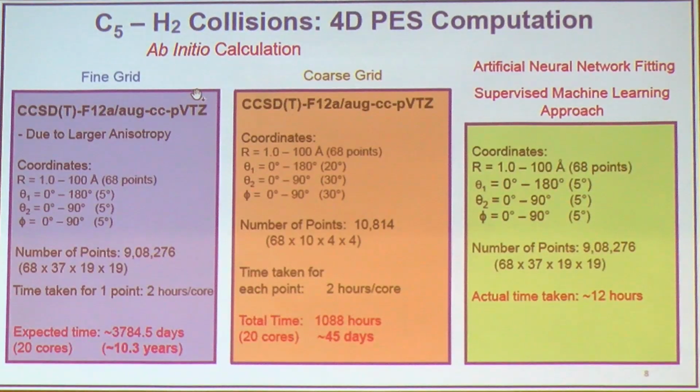But in order to compute the surface, I mean, for getting the collisional parameters, one has to compute the very accurate surface because the surface could be highly anisotropic. So one has to have a dense grid. If you go ahead and compute the surface on the dense grid, it's nearly 9 lakh points one has to compute, and it will take multiple years to get the surface itself on a standard computer.